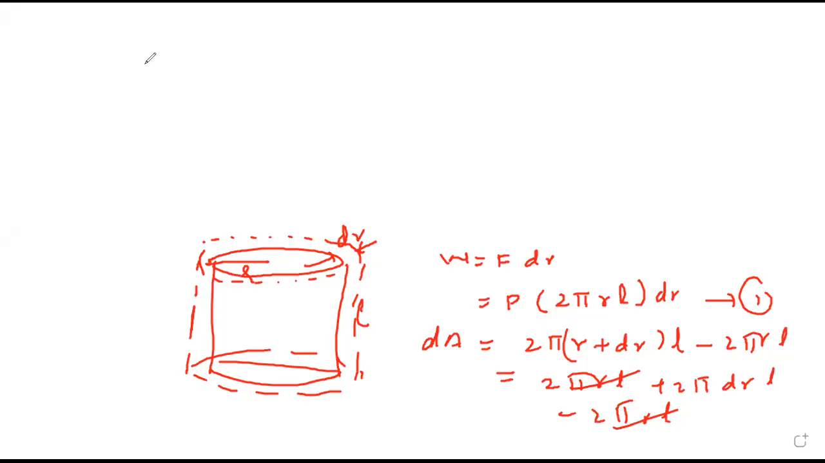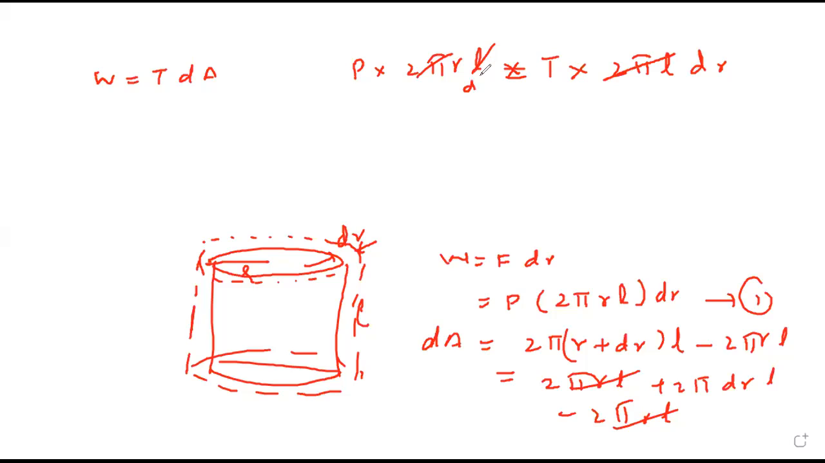So therefore we can say work done is P into dA, which is P into 2 pi r L dr equals P into 2 pi L dr. 2 pi L, 2 pi L we can cancel. 2 pi dr into L. Here also there is one dr. So P equals T by R. For cylinder it will be P equals T by R. Okay, clear the solution? Understood? Yes, sir.